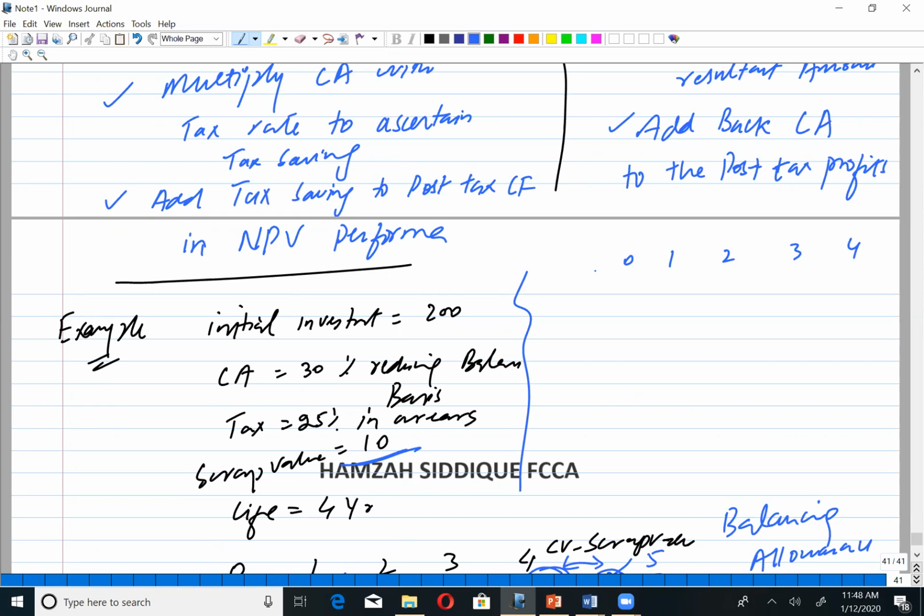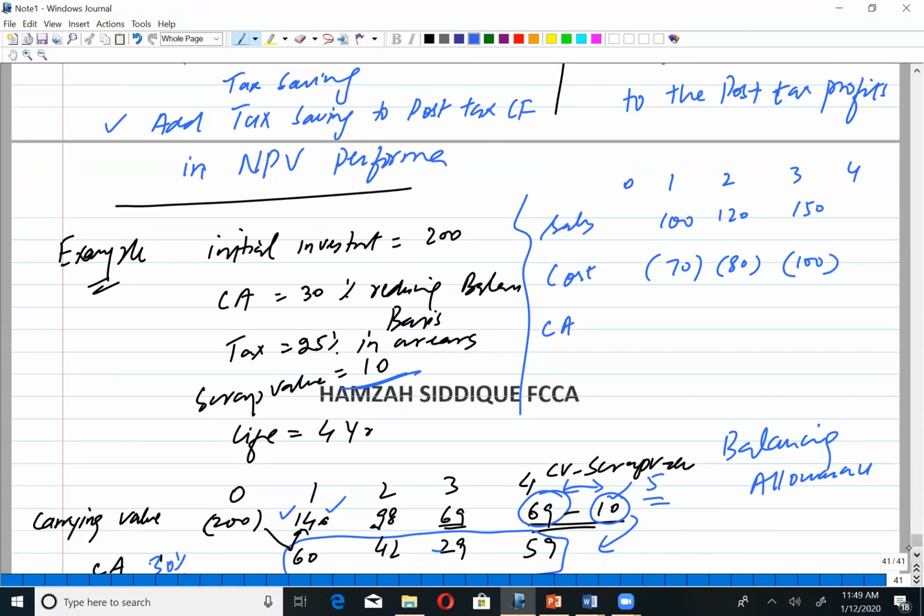Now, so student, just see here. Sales 100, 120, 150. Now, costs 70, 80, and 100. Now, capital allowance has to be deducted here. The same capital allowance has to be deducted here. Here, 60. Deducted 60, 42.